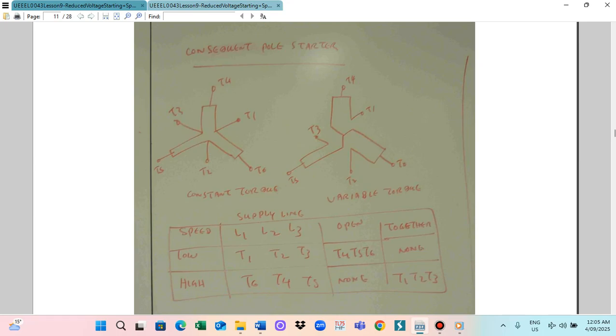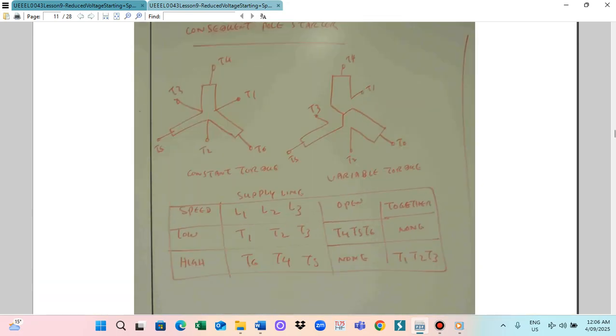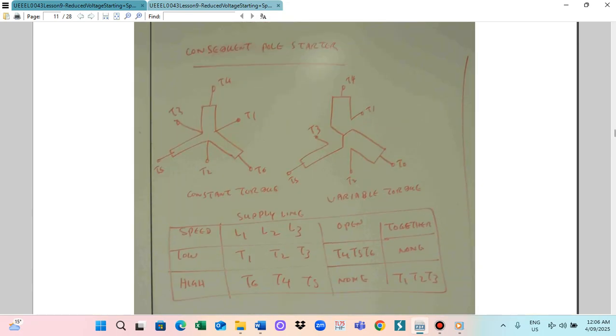So motor speed can be changed by selecting the appropriate terminal on the terminal board. I also need to give the diagram. The motor connection here is for a two-speed motor, with low speed and high speed. For low speed, the supply lines, line 1, line 2, line 3, must be connected to T1, T2, T3. And in this case, for low speed, T4, T5, T6 must be open.